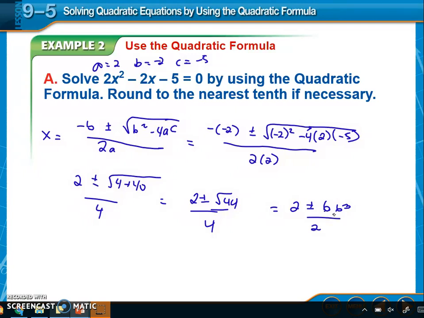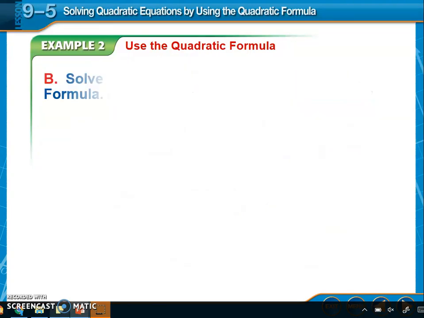So I do 2 plus 6.63 divided by 4, and I get 4.3 about. That says to go to the nearest tenth. So we're just going to stop at 0.3, even though there's more decimals. So that's one answer. And then I'm doing 2 minus 6.63 divided by 4, and I get x equals negative 2.3. And again, we're going to stop at the tenths decimal. Okay, so that is the answer for A.